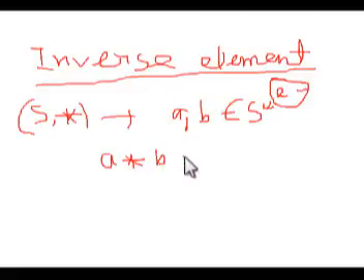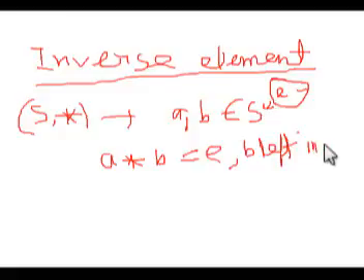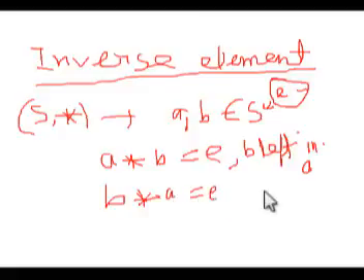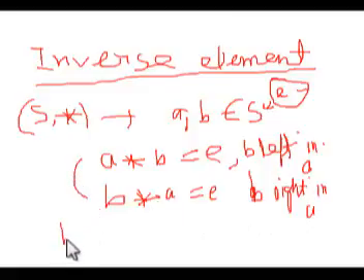Then if A star B is equal to the identity, then we say that B is the left inverse of A. And if B star A is the identity element, then we say that B is the right inverse of A. So if both cases happen together, then we simply say that B is the inverse of A. If both cases happen together, then we say B is the inverse element of A in the set S.